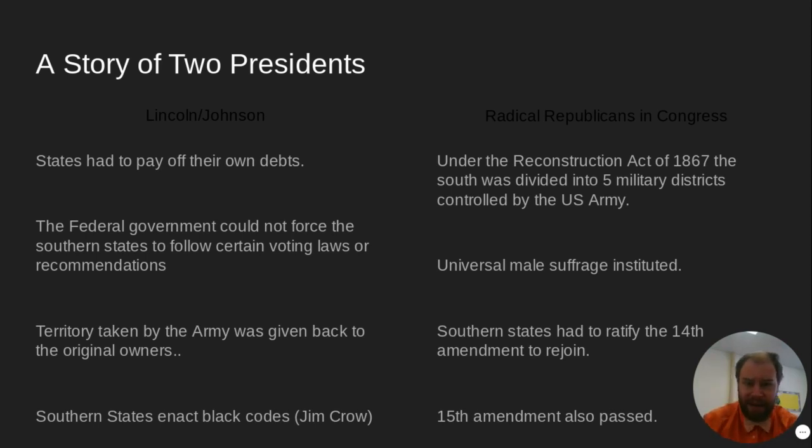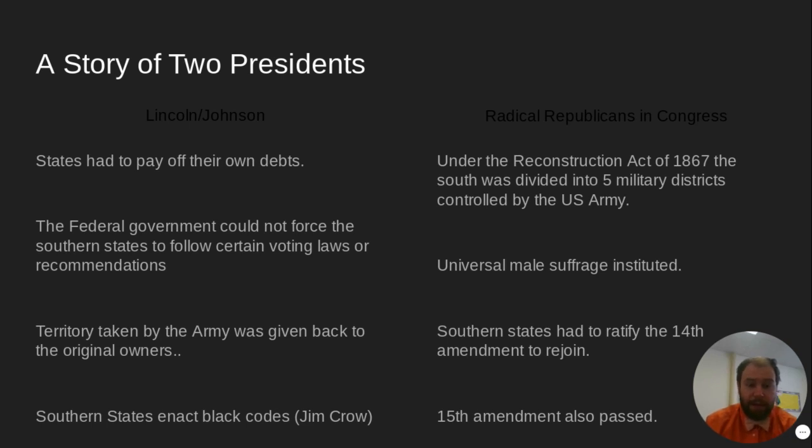On the other hand, they had what's called the Radical Republican group in Congress. Basically, at the midterm elections when Johnson was president, these Republicans in Congress won, and they won on this radical platform of the South needs to be punished for the war. And so under the Reconstruction Act of 1867, the South was divided into 5 military districts, and the U.S. Army was controlling it. So basically, the South became an occupied territory of the U.S.